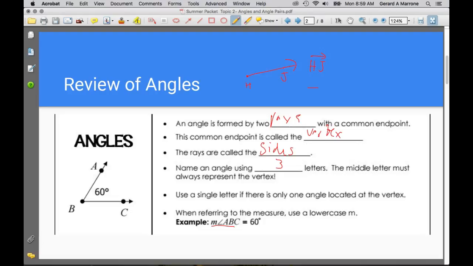Now, if there's only one angle located at the vertex, like we have here, you can call this angle B. If, for instance, I had a second angle drawn in here, and we'll call this one ray BD, because there are two angles, angle 1 and angle 2, at that vertex B, we could not call them angle B because there would be two angle B's there. So just keep that in mind.